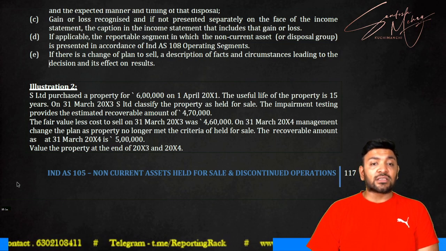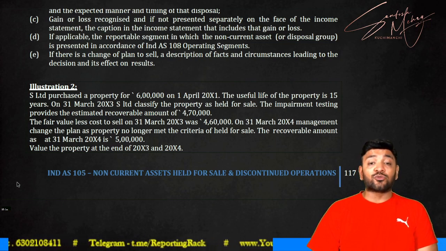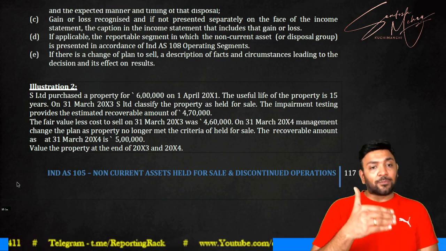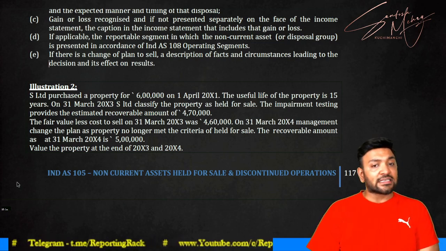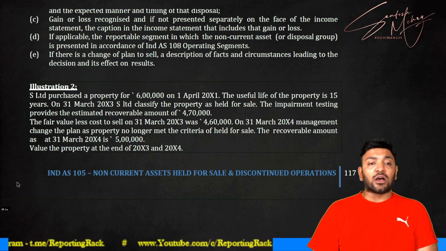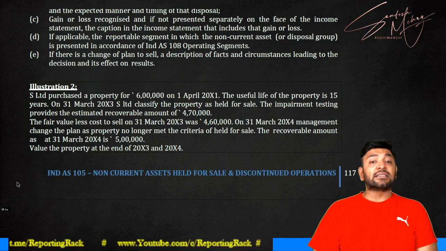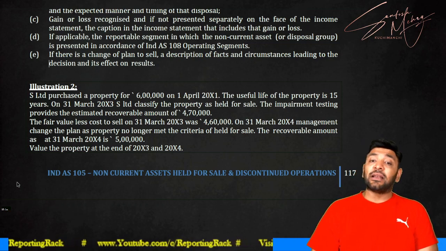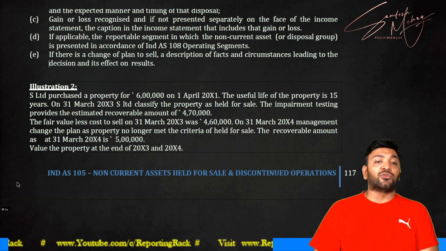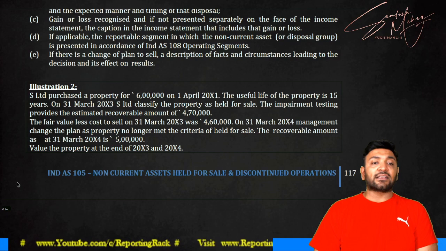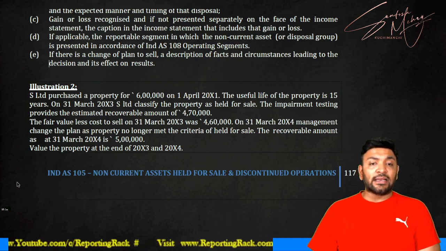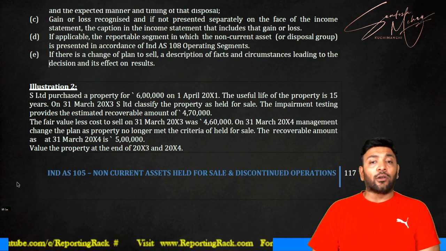Fair value less cost to sell on the same day was 4,60,000. Okay, impairment is given separately. Fair value less cost to sell he has given separately. Very good. On 31st March 2024, the management decided to change the plan as the property no longer met the criteria of held for sale, and the recoverable amount on 31st March 2024 is 5 lakhs. What is the value of the property at the end of 2023 and at the end of 2024?